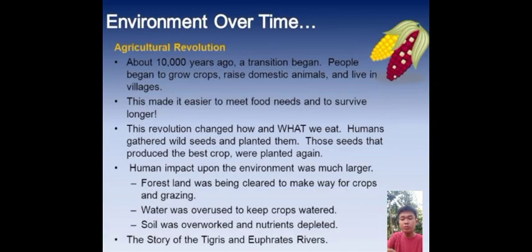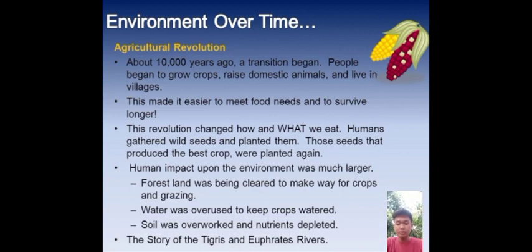Next is the agricultural revolution. About 10,000 years ago, a transition began. People began to grow crops, raise domestic animals, and live in villages. This made it easier to meet food needs and to survive longer. This revolution changed how and what we eat. Humans gathered the wild seeds and planted them. Those seeds that produced the best crops were planted again. This is where our rice and corn started.